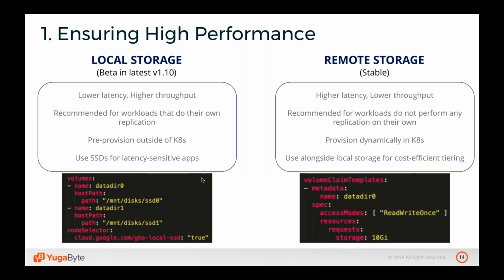Now, typically it's recommended to use SSD-based local store for latency-sensitive apps to get really low read latencies. And on the remote store, you can use this alongside an app like Yugabyte DB in order to do tiering so that you can keep your costs under control when you have a lot of data. There's a couple of examples. The example below shows, I think the most interesting, there's a node selector which has GKE local SSD: true. So you tag your nodes with certain labels, and you place your pods on nodes that match those labels.